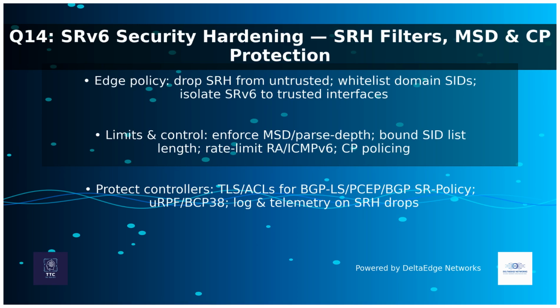Question 14. SRv6 security hardening. At edges, drop SRH from untrusted sources and whitelist domain SIDs. Enforce MSD and parse depth limits. Bound SID list lengths. Rate limit RA and ICMPv6. Police the control plane. Secure the controller stack. TLS, ACLs, and IPsec for BGP-LS, PCEP and BGP-SR policy. Turn on logging for SRH drops.